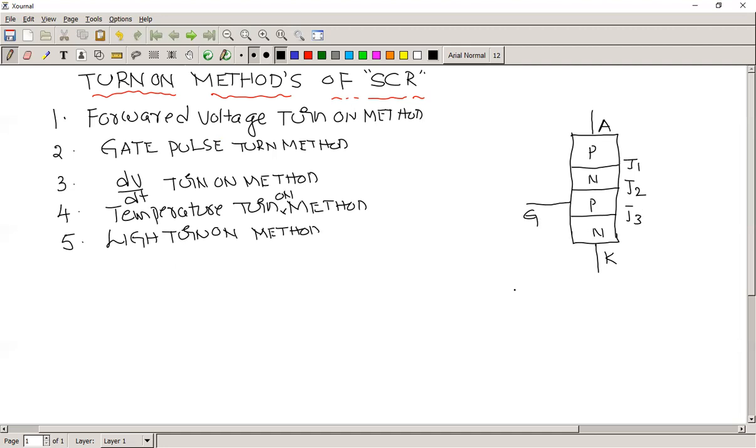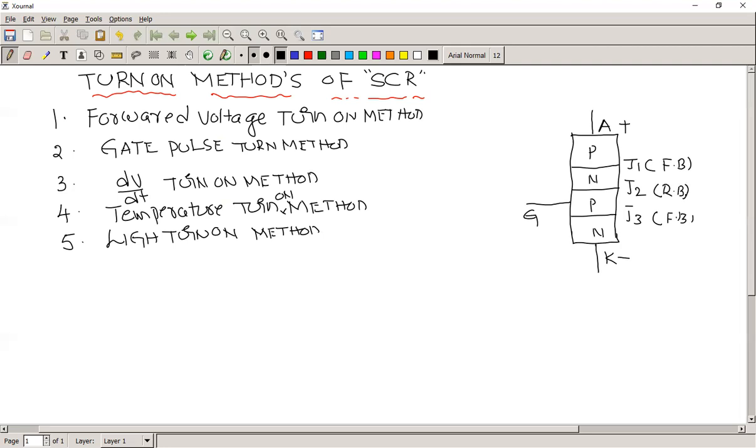We can turn on the SCR only if it is forward biased, nothing but the anode is positive with respect to the cathode. Now the first method, forward voltage turn on method, is nothing but we are applying the positive voltage, forward voltage, to the SCR, so that junctions J1 and J3 are forward biased, but junction J2 is reverse biased.